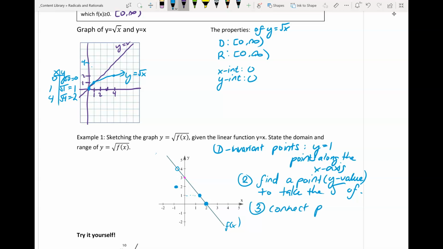Step 3 is to connect the points. Your starting point is going to be the point on the x-axis. So that means I'm going to go with this point here, and then I'll connect it with all my other points. I'm going to extend this a bit because this does go on forever.